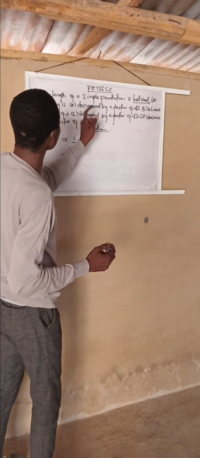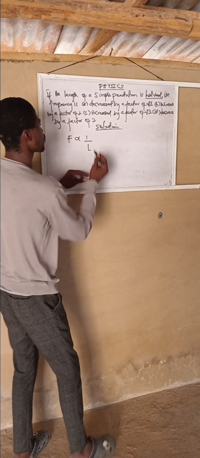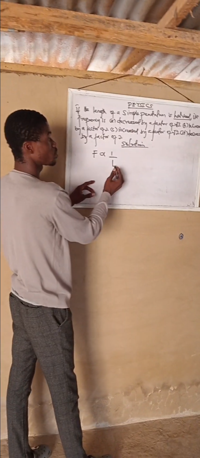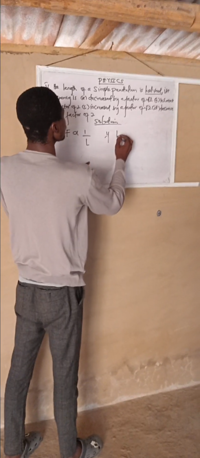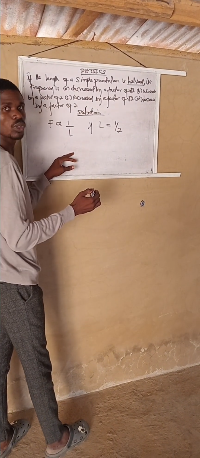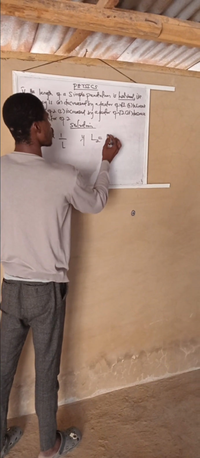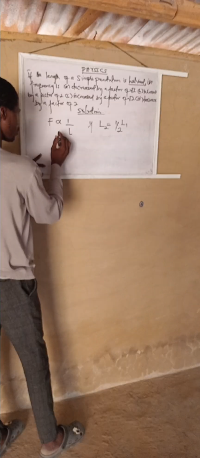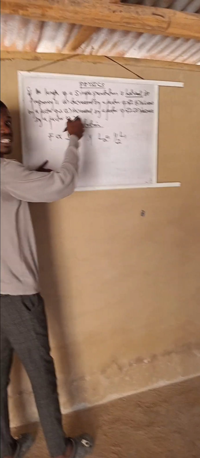Now, we are given the length of this pendulum to be half. So if the length is half, for instance, we have F is proportional to 1 over L. Now, if L is 1 over 2, let's say that L2 is 1 over 2 of L1, for instance. And let me call this one F, inversely proportional to L.